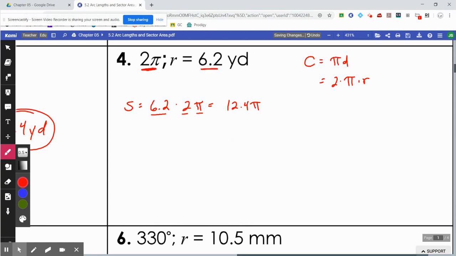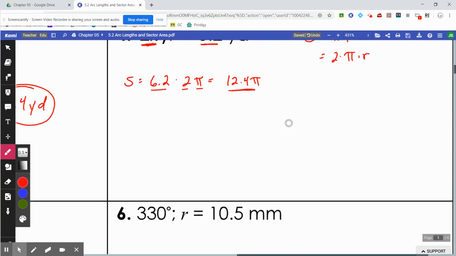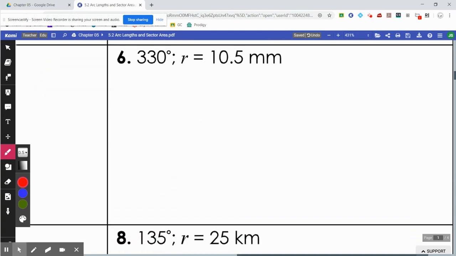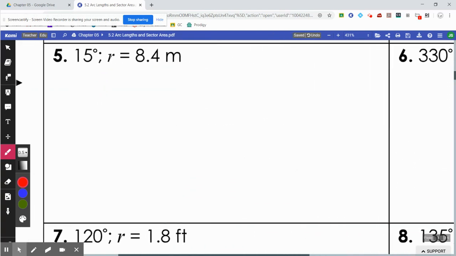If you double that, 12.4 is the diameter, so 12.4 would be pi times diameter. That's going to be your pi answer, which is going to be approximately 39.0 yards. Number 5. Now notice here that we're in degree measures, and S equals R times theta.